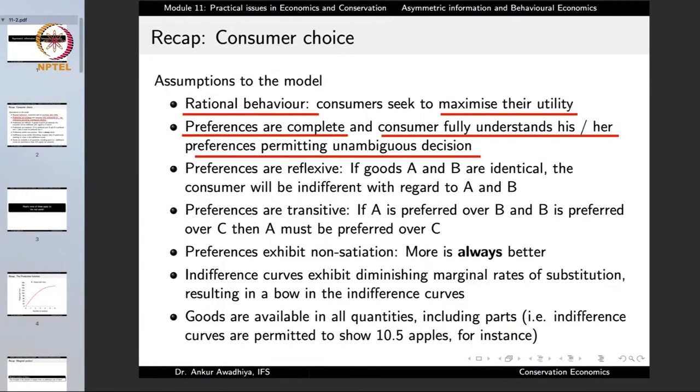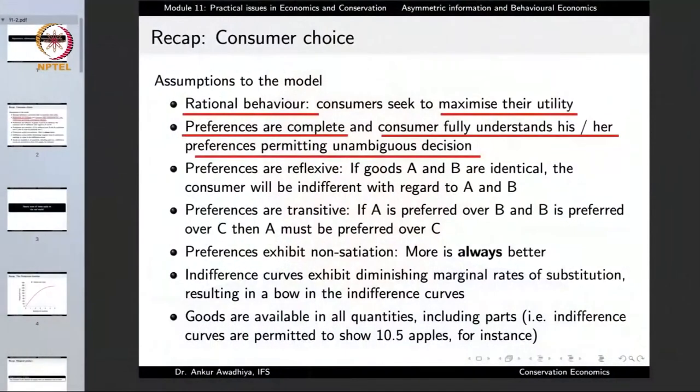We said that preferences exhibit non-satiation, which means that more is always better. But that again is not true in a number of cases. For instance, if you are given an option to eat ice creams, you cannot just go on eating ice cream. There will be a point where you will say, oh, I'm full now, I cannot have any more. But when we were making the model, we were saying that more is always better. So there are a number of cases in which our assumptions do not always hold true.